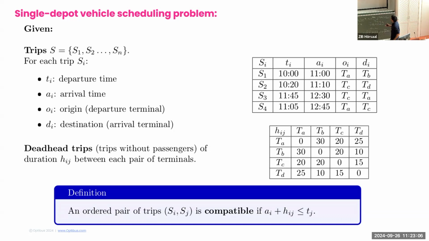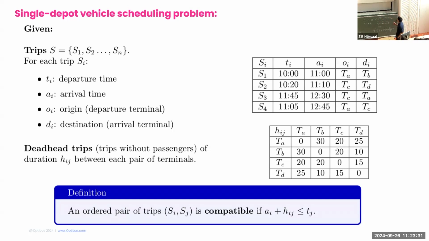And then what you need is what is called compatible, which is very simple. It just means if I do two trips, one after the other, that I have time after I finish my first trip to start the next trip. So it's just a bit more fancy notation. It's very simple. When I'm finished with one trip, do I have enough time to start the next trip? Because I need to go with my bus from the end terminal to the start terminal of the next trip.